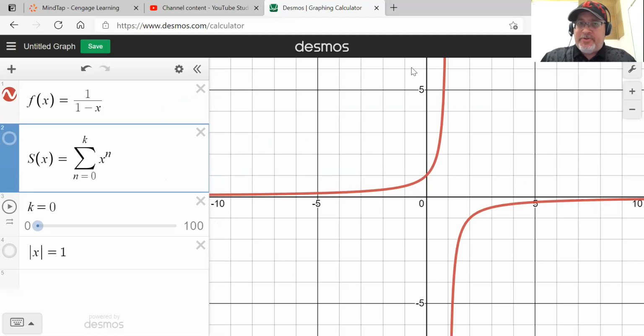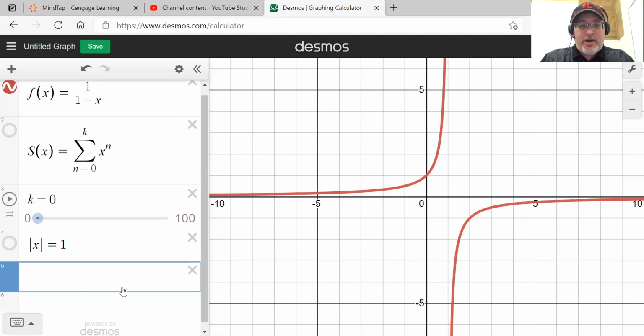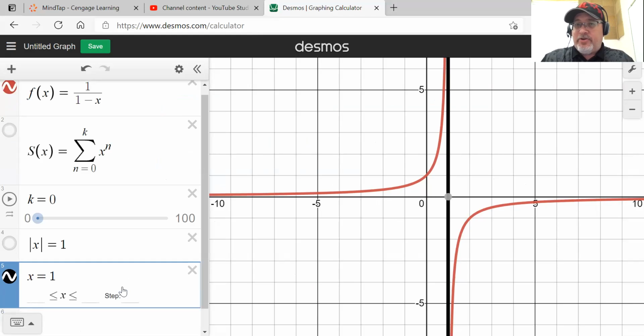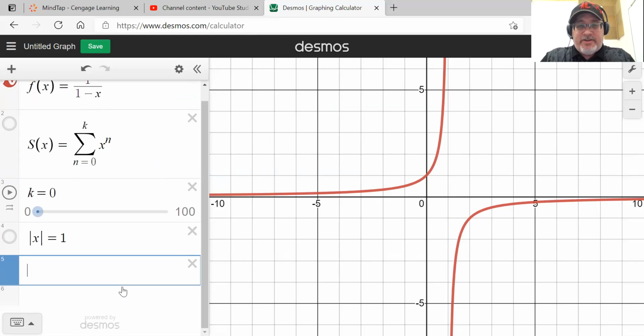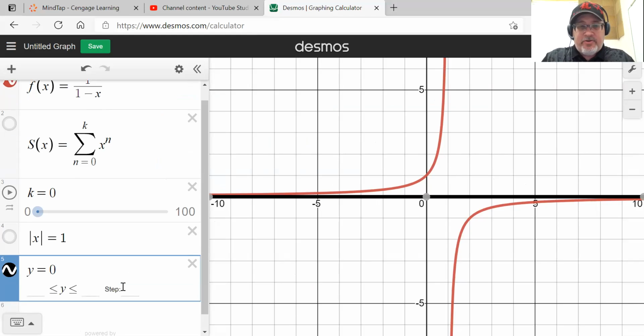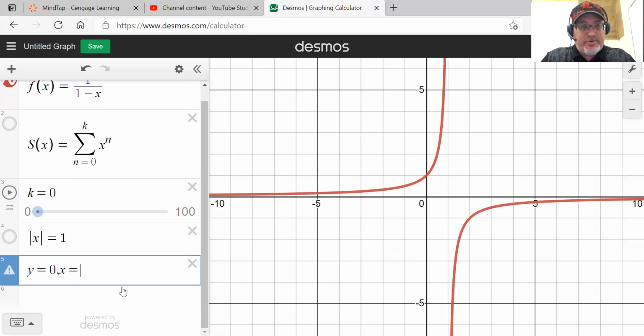In Desmos, I got a few things set up. The first of which is just the graph of f of x equals 1 over x, which does precisely what we thought it would do. It has a vertical asymptote at x equals 1. It has a horizontal asymptote at y equals 0. I guess I could graph both of those, or not.